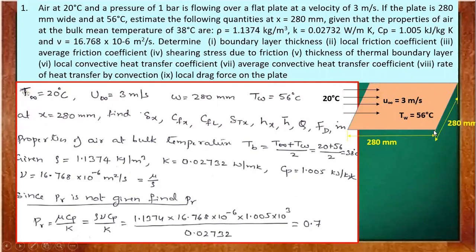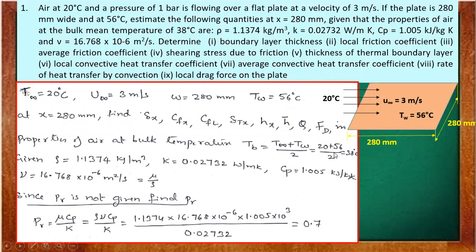So at a distance of 280 mm from the leading edge, we need to find the following. Given the properties of the air at the bulk mean temperature. Whenever the air and wall temperatures are different, the first thing we need to do is find the bulk temperature. So bulk temperature is TB equals T infinity plus TW by 2. T infinity is the air temperature plus wall temperature divided by 2. The bulk temperature is obtained here as 38 degrees centigrade.